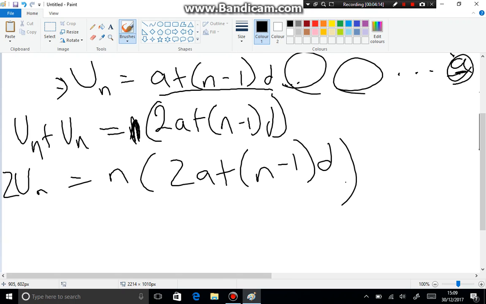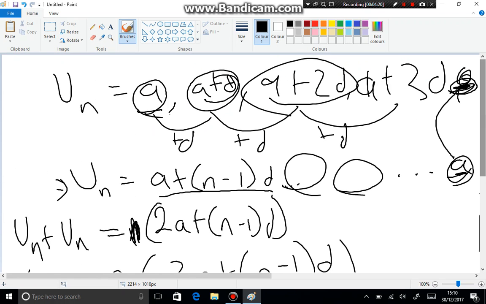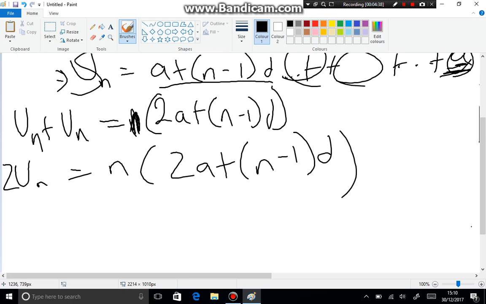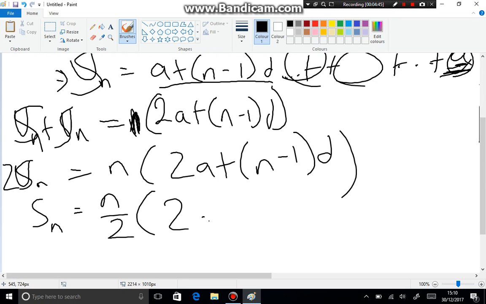Sorry, not 2un, I wrote the notation wrong. This is Sn, and we add a plus sign between each and every one of them, because we want to add all the values in that series. So a plus n minus 1d plus something, plus something, plus eventually the first term, which is a. So Sn, rearranging it, gives you n over 2 times 2a plus n minus 1d.